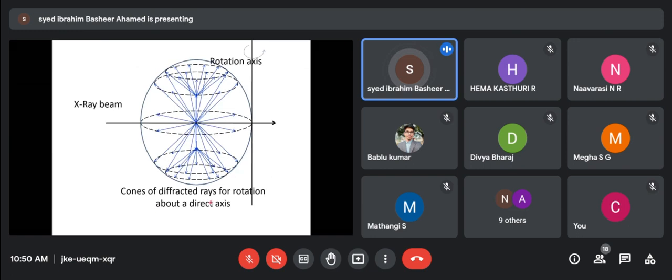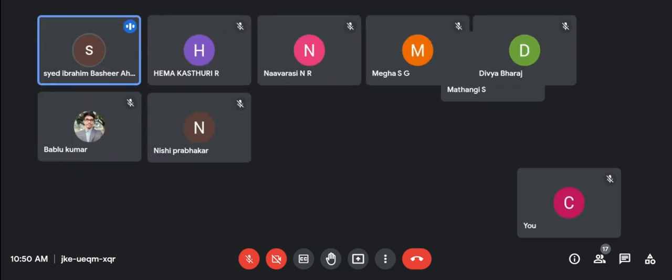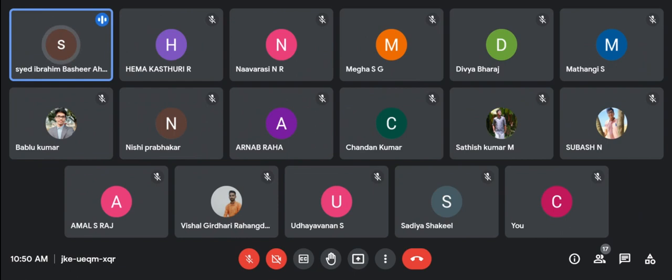So you have cones of diffracted X-rays from rotating about a direct axis. Here you have the X-ray beam, you have the crystal. One by one, all the lattice points will be recorded. With this, I stop the sphere of reflection or the evolved sphere. We are going into another topic, which is the symmetry.